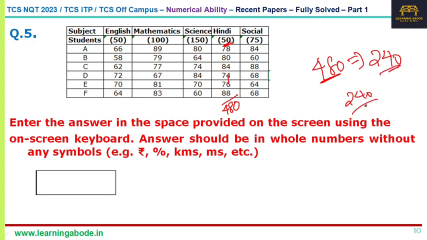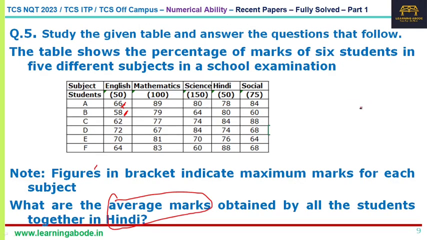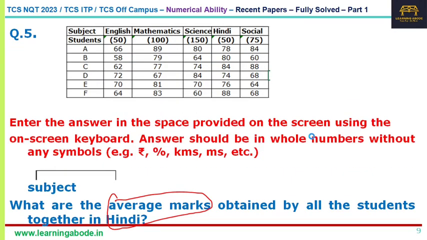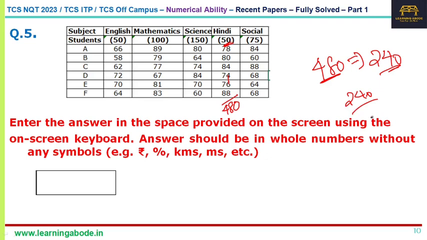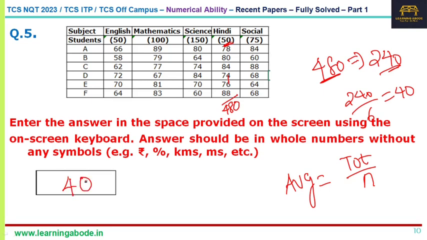Now what is the question asked? The question asked is the average marks obtained in Hindi. So 240, there are 6 people, and we know average is equal to sum by n, or total by n. That's the formula. So 240 by 6, 40 is the answer. Using the virtual keyboard, you have to enter 40 in the box.